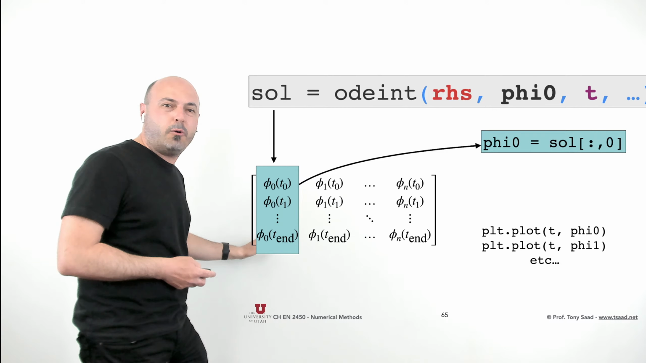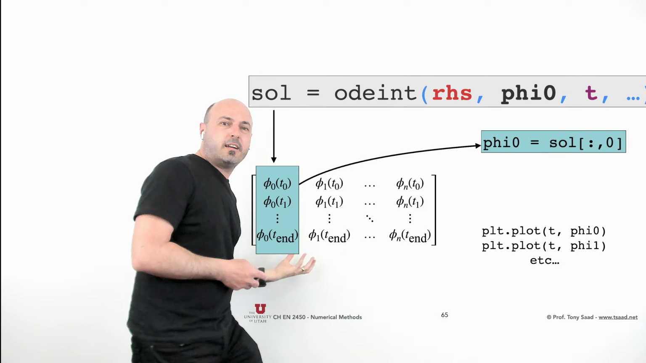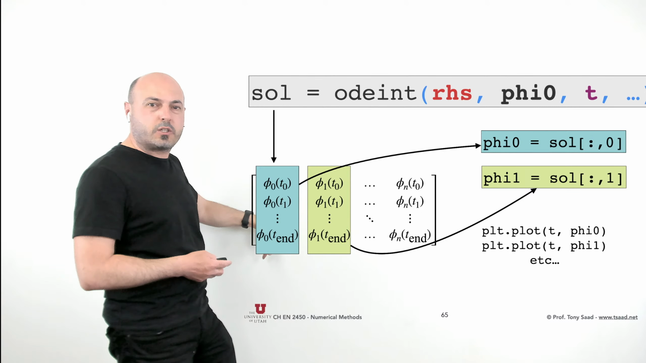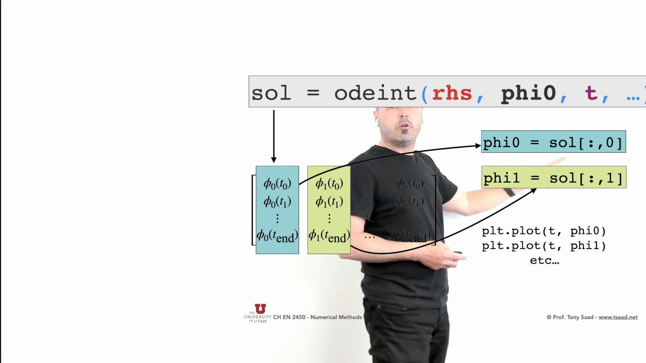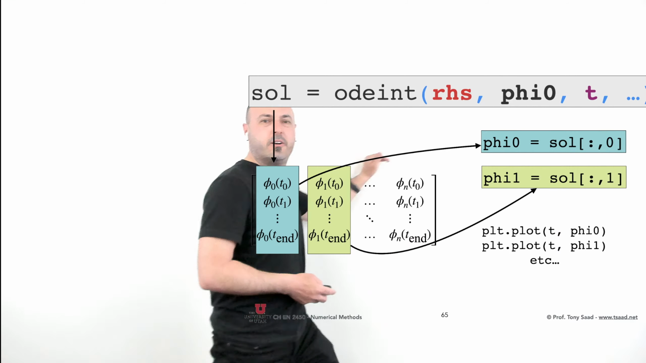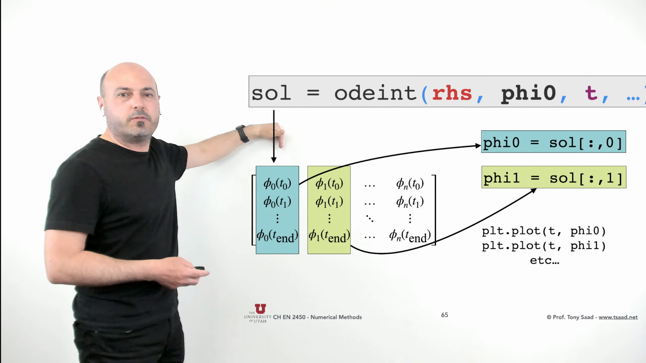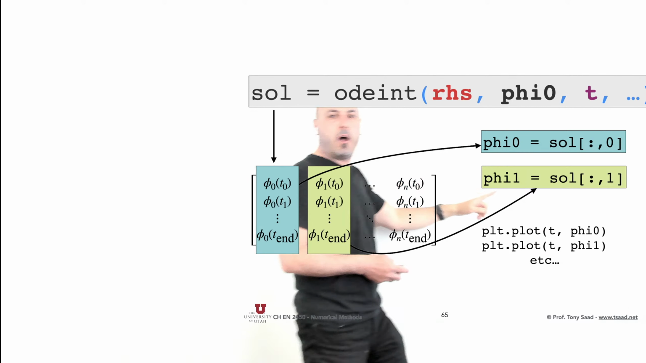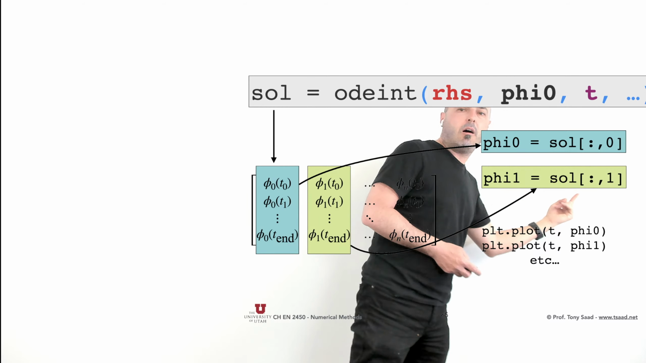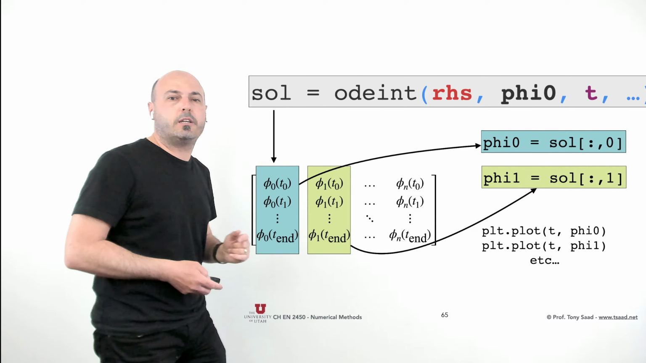And the way you do this now, and this is the recipe in Python, is to untangle all of this complexity. You say, I want this first column. So I take solution, I put the colon, so that gives me all of the rows, and column 0. So that gives me this first column, indexed at 0. Phi1, which is the second dependent variable, is also solution, colon, comma, and 1. So that gives you this second column.